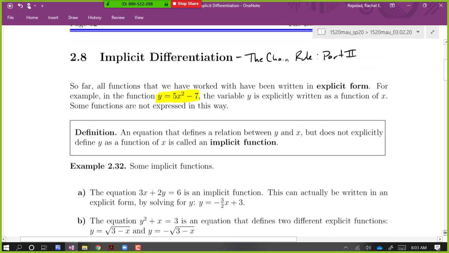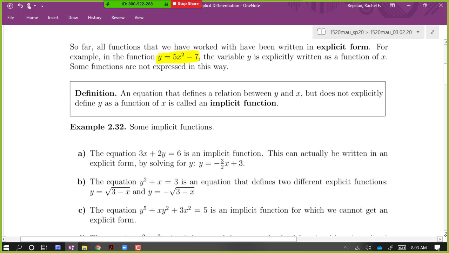So just think of equations with x and y that may or may not define y as a function of x, right? For example, this is a line, a linear equation, 3x plus 2y equals 6. That's implicit because it's not set up to have y equals some function of x. Now, in this example, there is an explicit form.